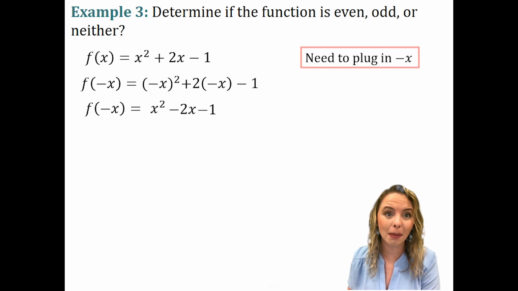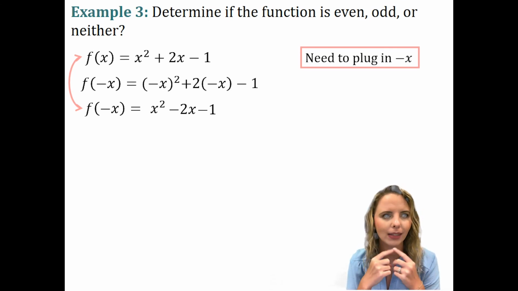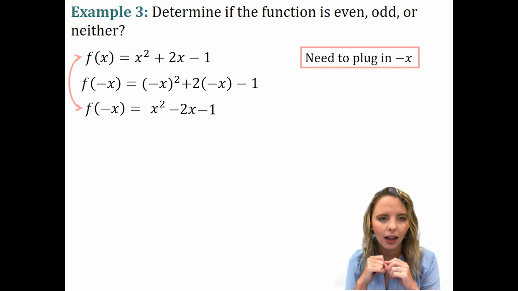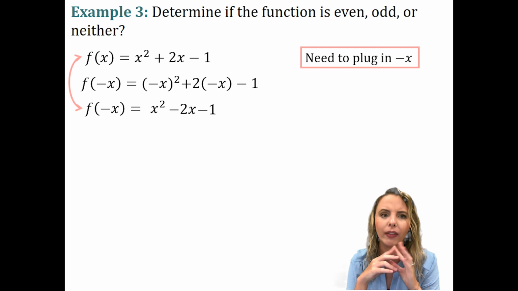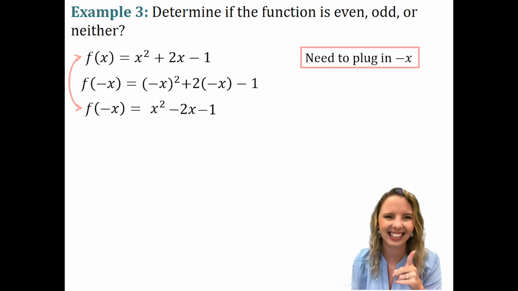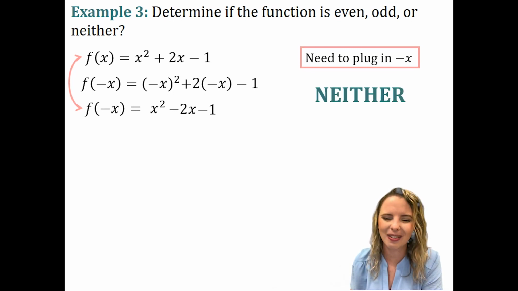Once again, we need to compare this with the original function. So we have an x squared in the original and an x squared in the new. So maybe this is even. We have a positive 2x in the original and a negative 2x in the new function. And we have a negative 1 and a negative 1. So this was an even and an odd mixed all together. So that means it is, you were right, it's neither.